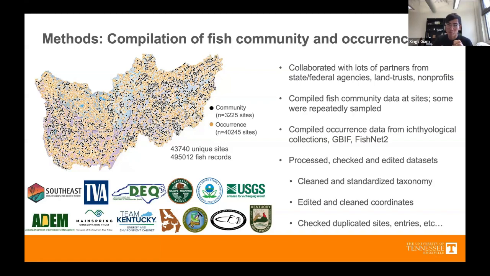Main thing is we wanted to compile fish community data at sites, and some of the sites were repeatedly sampled. In a lot of European countries, like France or Sweden, there's yearly sampling of sites. Whereas in the US, there is repeated sampling, but most of the time it's not done every year. It's done every 3 years, 5 years. So there's a rotation of sites that they go through.